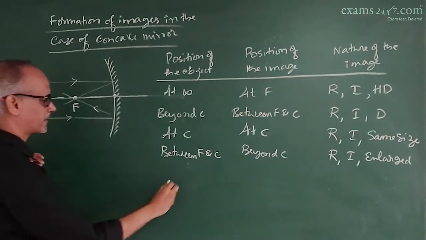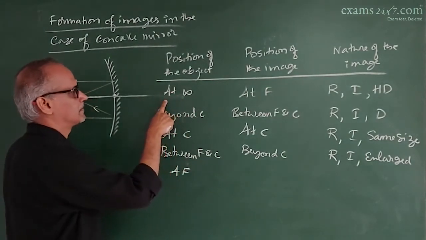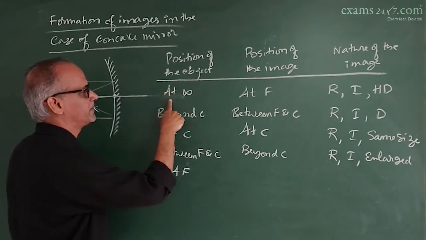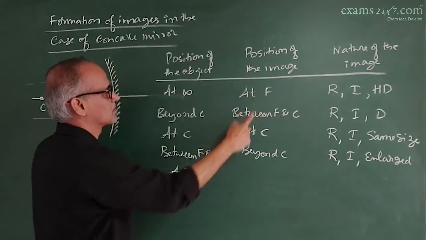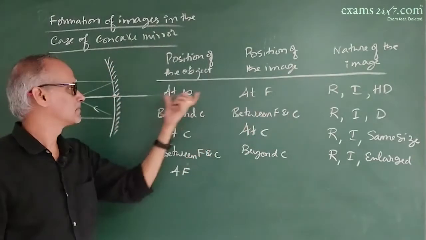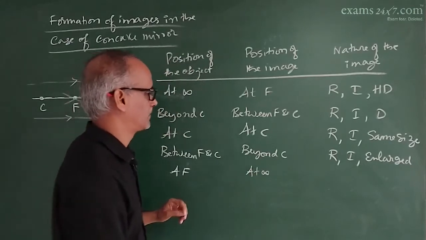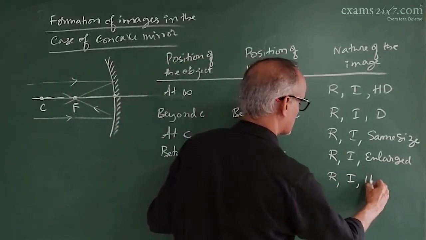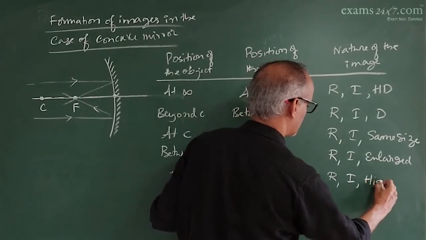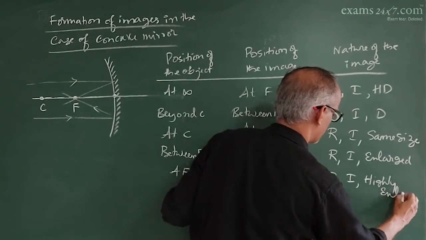Now when it is placed at F, you can see when the object is at infinity, we get the image at F, and now the object is at F. So where do we expect its image to be? Definitely at infinity. So what kind of image? It's a real, inverted, and highly enlarged image we get.